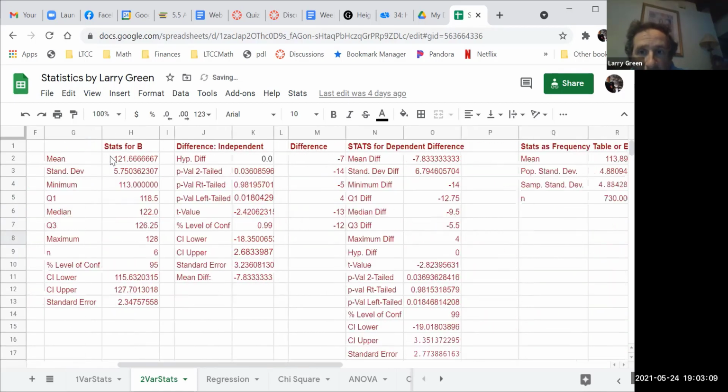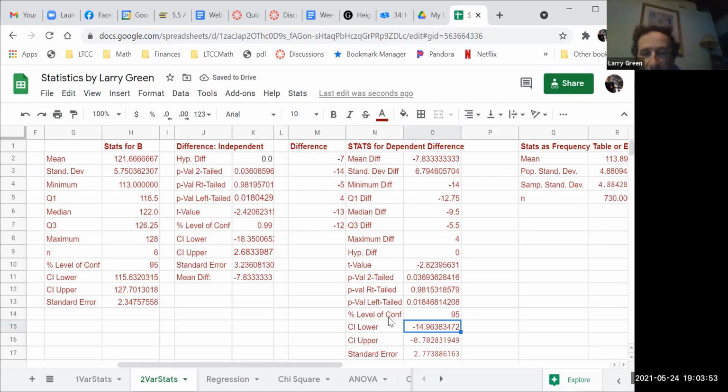Now if we look over here, we'll see stats for dependent difference. This is dependent, and if it's dependent, then we can look at all the stuff for dependent. For example, our t-value, our test statistic, negative 2.82. And we had a left tail test, so it's 0.018, which is small, is our p-value. Right now it says 99%. I'm going to change that to 95%. And there's our confidence intervals, lower bound and upper bound. So for the project, you're going to have to use this calculator.